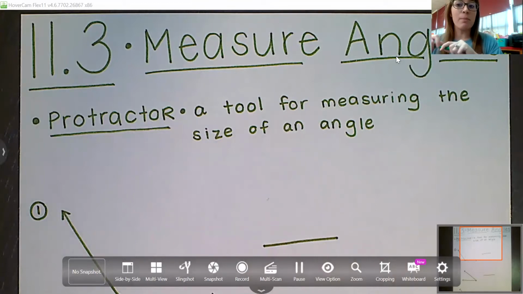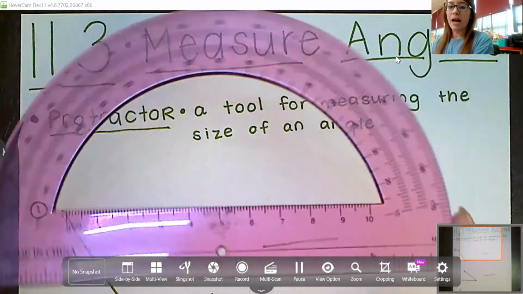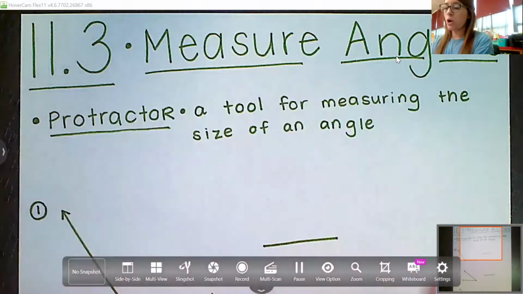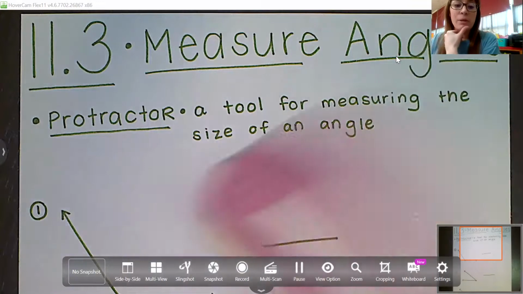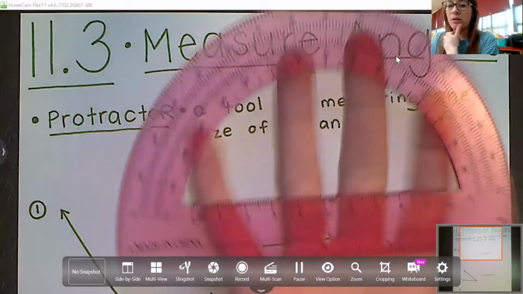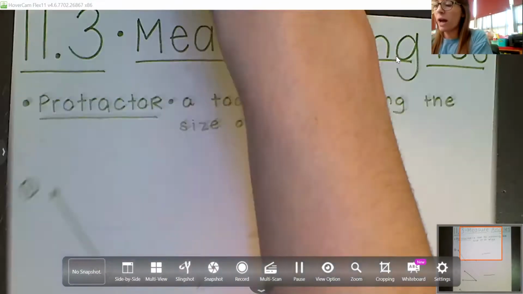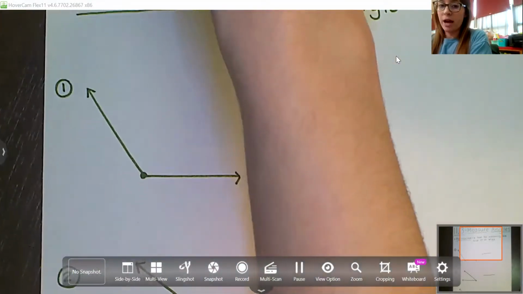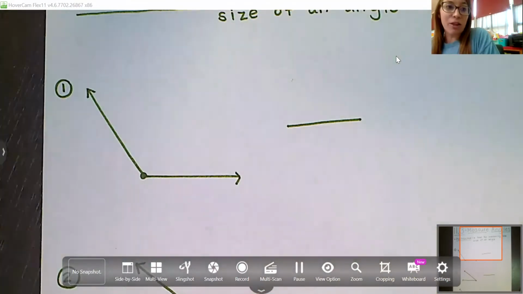So today we're going to talk about measuring angles, and we're going to be using a protractor, which is just this tool right here that is used for measuring the size of an angle. All right, so we're going to be figuring out how many degrees, which is the measurement that we use for angles, how many degrees these angles are using this protractor. All right, so there's a very specific way to use a protractor, and I'm going to do the best I can to show you how to use one online.